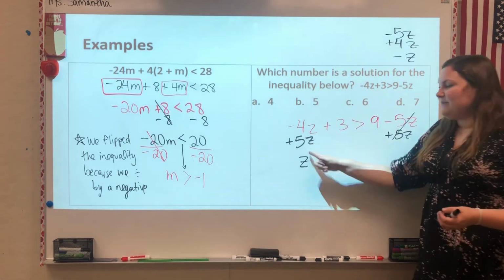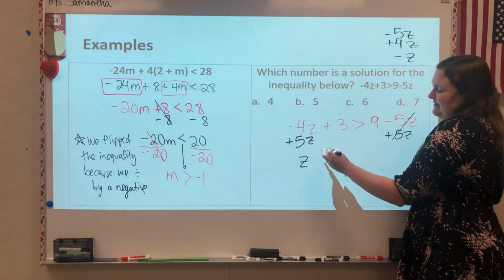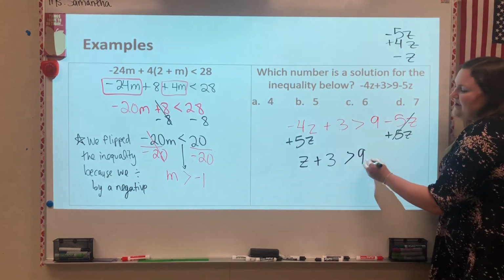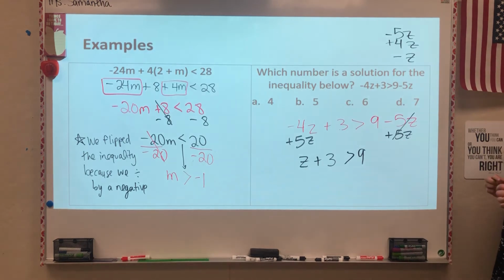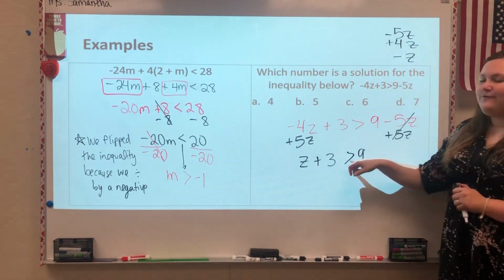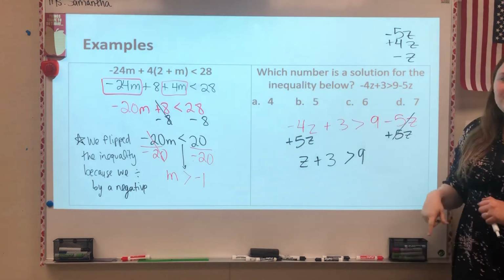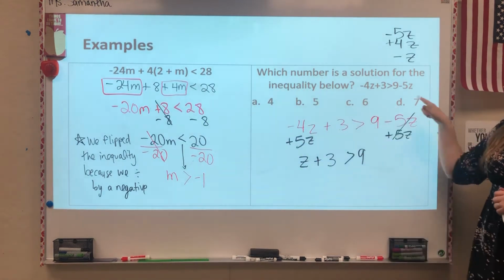If I'm adding 5z on both sides, here I get z, I'm going to copy my plus 3, and then is greater than 9. There's one last step. Go ahead, finish solving this inequality, and then choose for me which number is a solution. Is it 4, 5, 6, or 7?